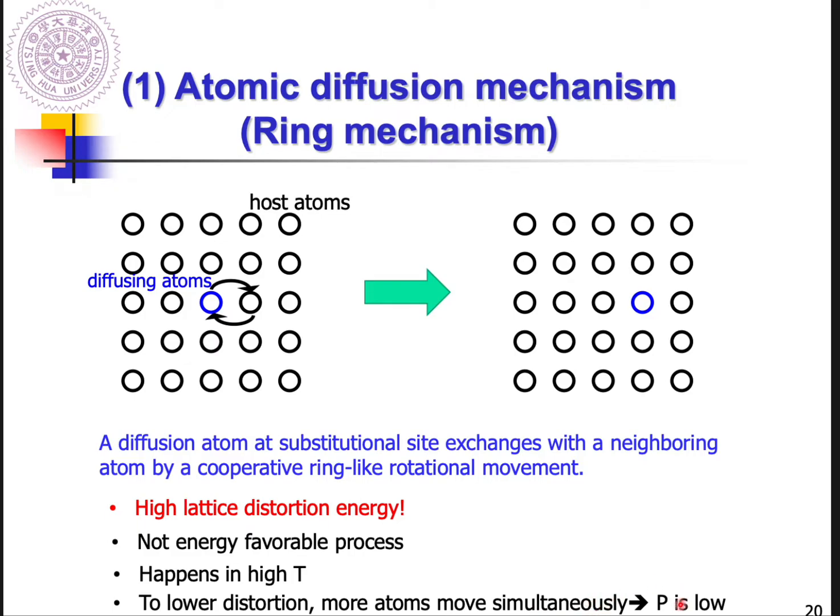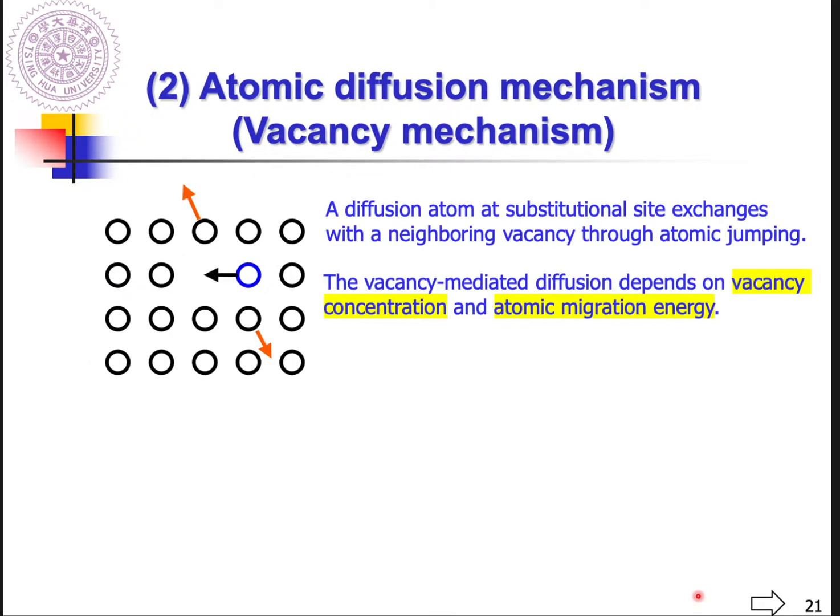But as you know, the probability of the atoms to move together is quite low. So this is what we call a ring mechanism. And what's the vacancy mechanism? Vacancy mechanism means the diffusing atom is going to jump into a surrounding available vacancy.